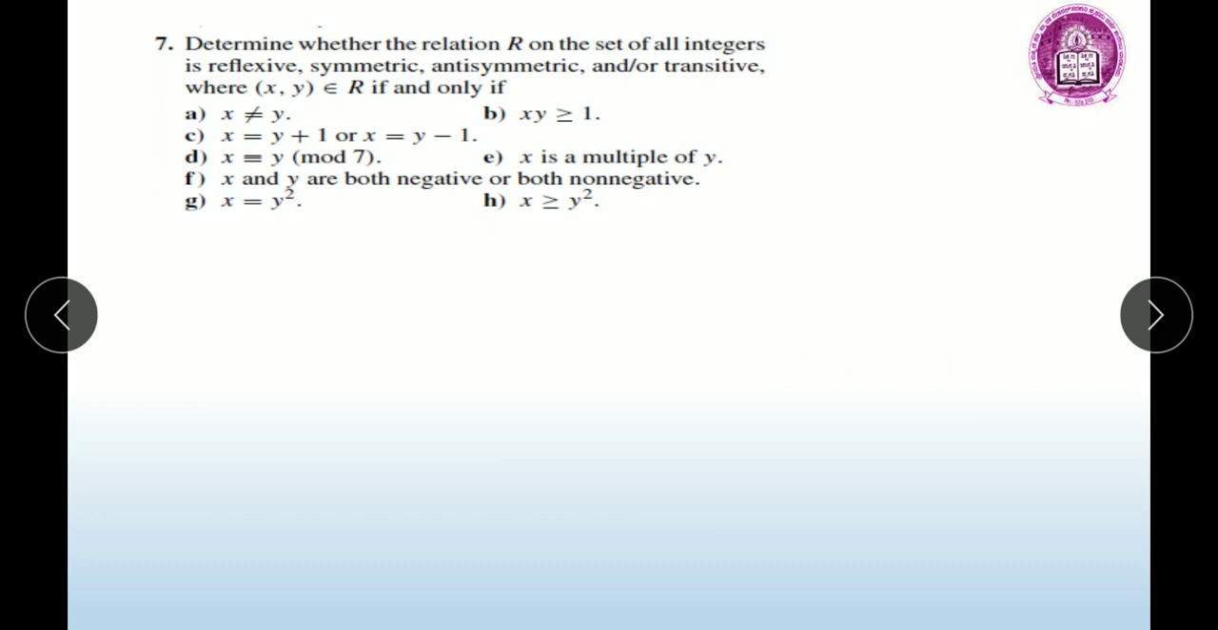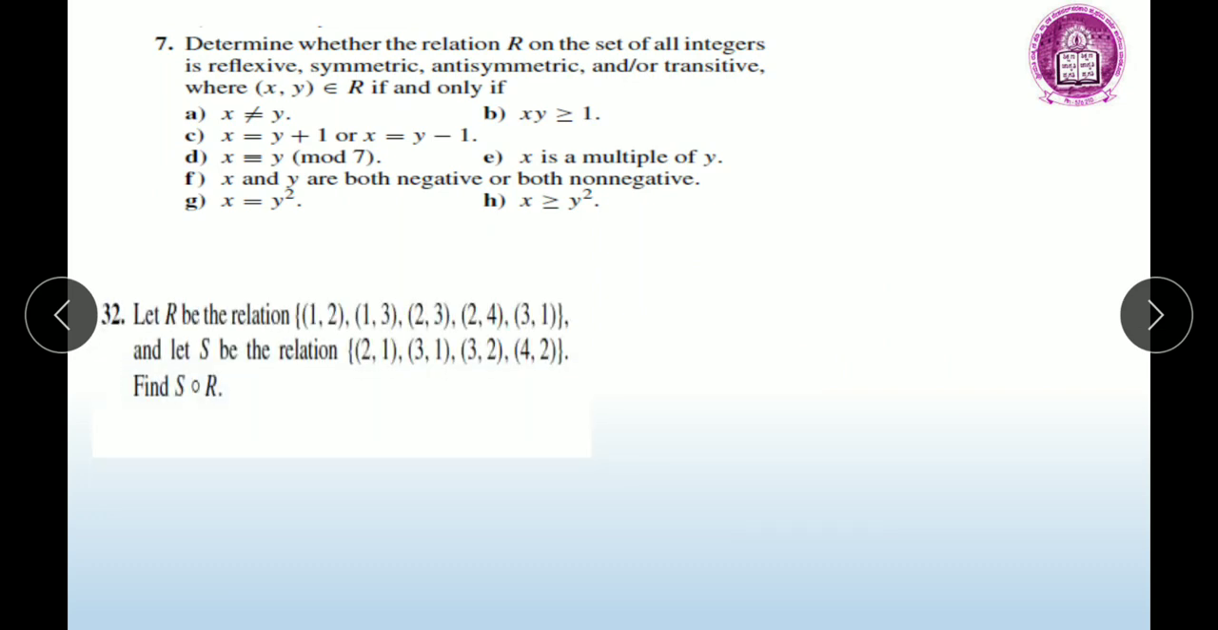Similarly, the other relations: the product is greater than or equal to 1. Then C, x is y plus 1, that is, 1 more than y, or x is 1 less than y. D, x is congruent to y modulo 7. E, x is a multiple of y. F, x and y are both negative or both non-negative. G, x is the square of y. H, x is greater than or equal to y squared. So please try these problems.